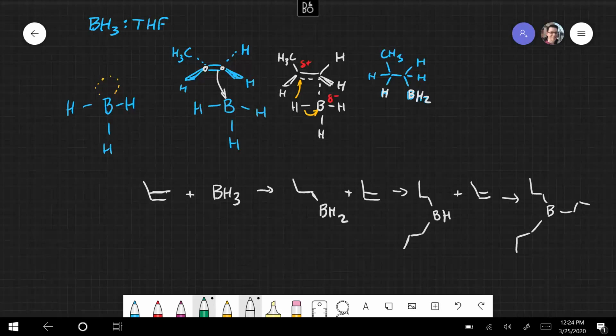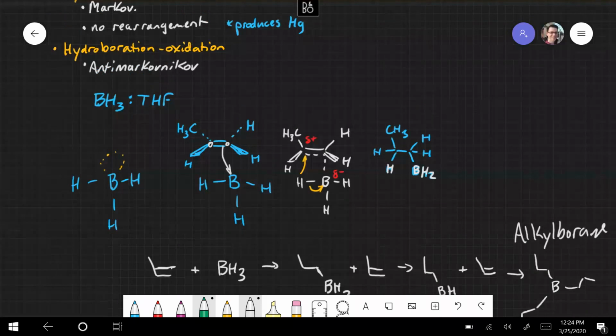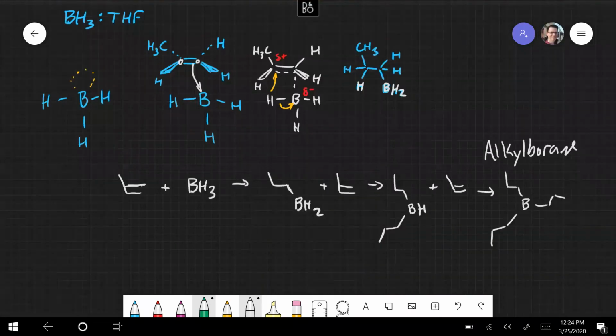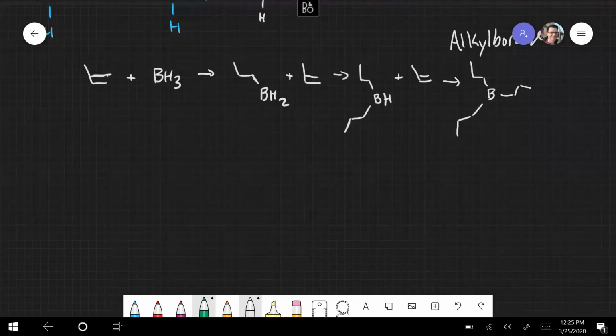So the trisubstituted borane, in this case tripropyl borane, was made from three propene molecules reacting. We call this an alkyl borane, and they're formed in that first reaction, called a hydroboration reaction. They're not very stable. They can be easily oxidized or reduced. So we're going to look at how this could be oxidized to form an alcohol.